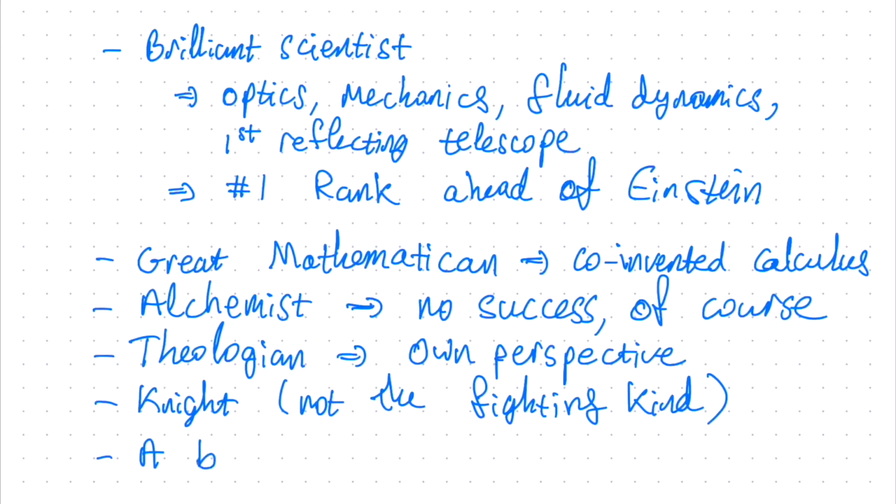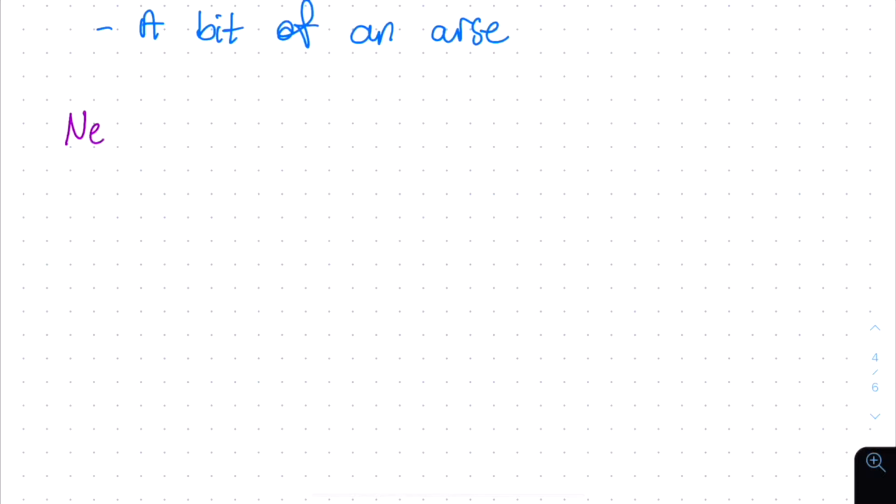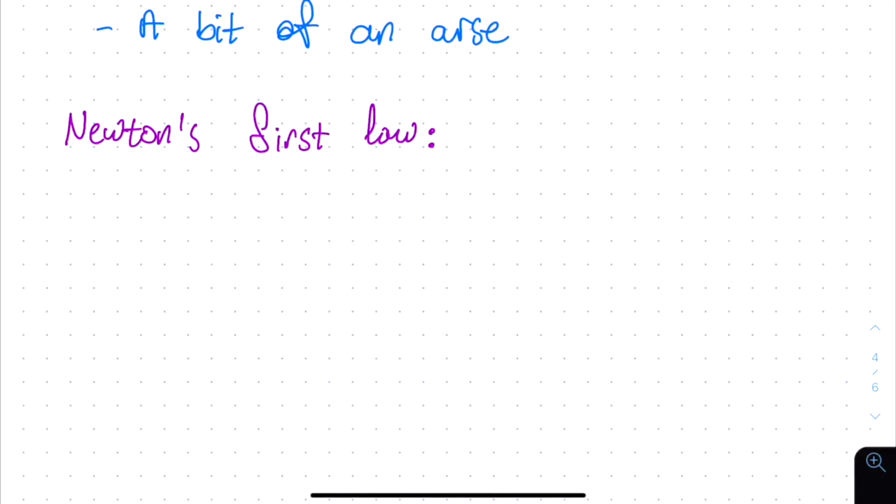And it seems that Newton was also quite a bit of an arse. For example, as the president of the Royal Society, he had the society disparage Leibniz, the co-inventor of calculus, giving precedence to English science. Now, having a bit of an idea of what kind of person Newton was, and also of his achievements, let's go ahead and discuss his laws of motion, starting with Newton's first law.